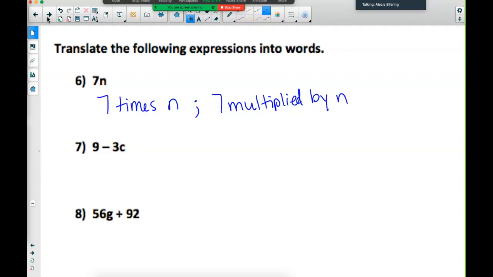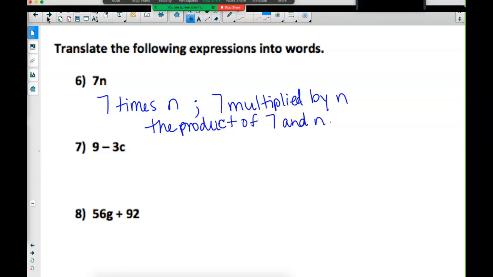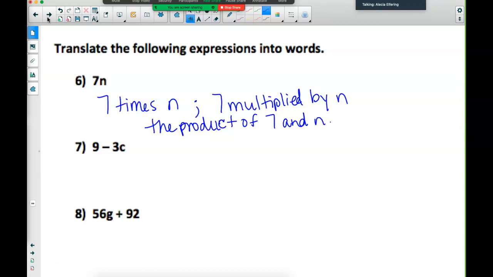Can anybody think of a third way we could write that? Go ahead, Brady. The product of 7 and n. Good. The product of 7 and n. How many ways do you think I want you to write it on your homework? Just one. You have to come up with one way. So if the easiest way for you is 7 times n, that's fine. I don't care which way, you just need one. Okay, so you don't have to write it all 3 ways.